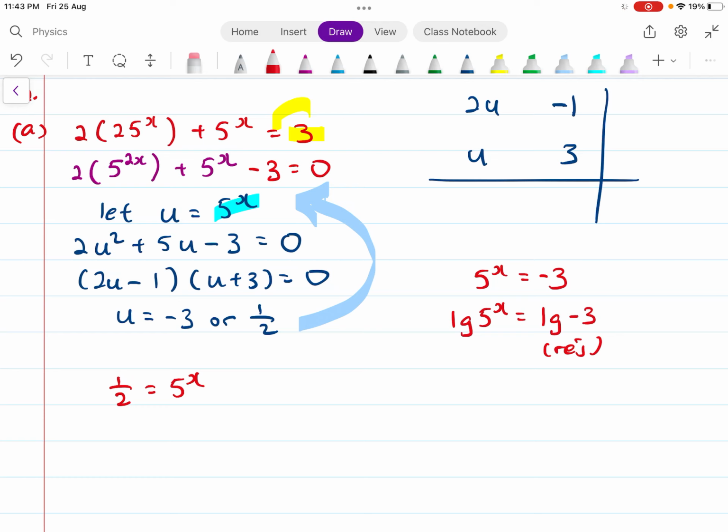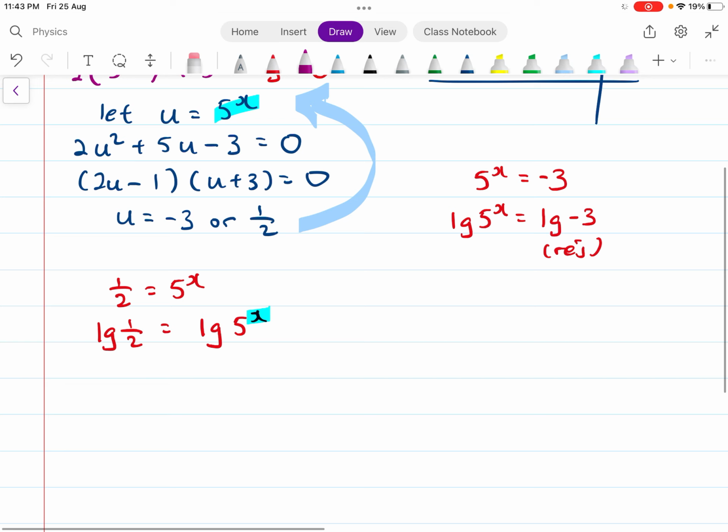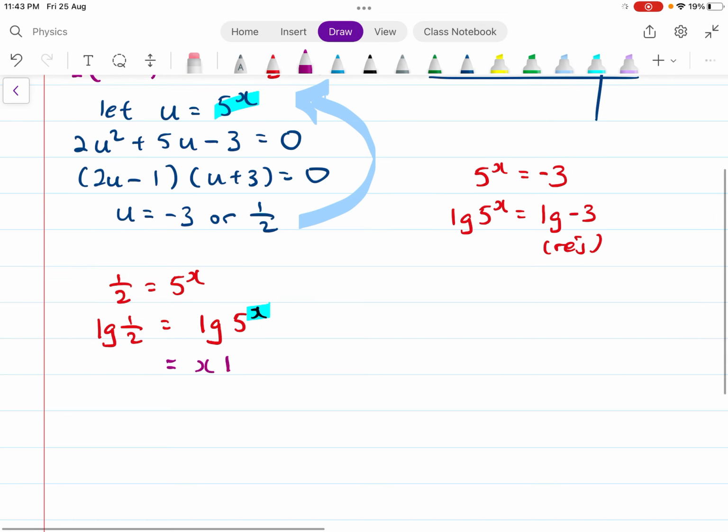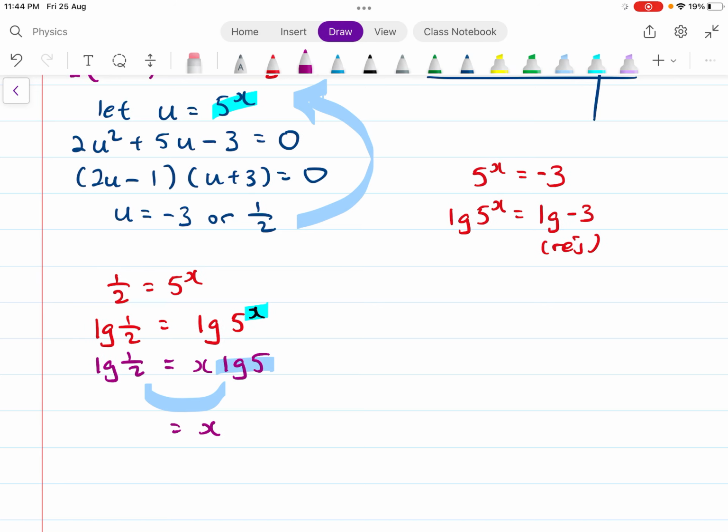So of course, I just need to log both sides. Log half equal to log 5 to the power of x. Why do I want to log? Because I want to bring down the x. The x now is in the power, so you just bring down using the power law, x log 5 equal to log half. So this thing, just move it to the left hand side. So x is equal to log half divided by log 5. So this one must use calculator. Divide by log 5. So it's about your x is about negative 0.431. So that is for part A.